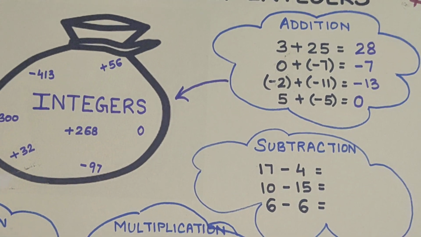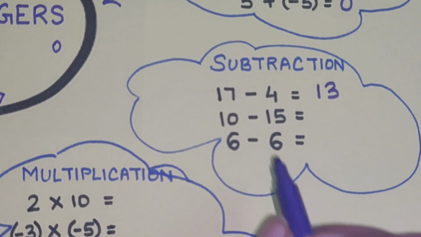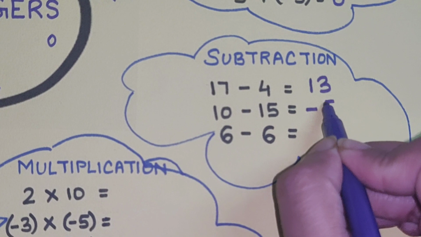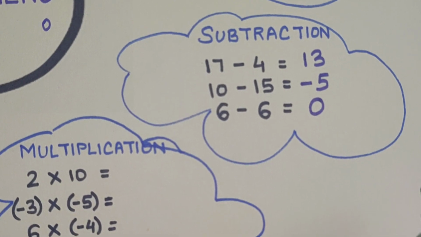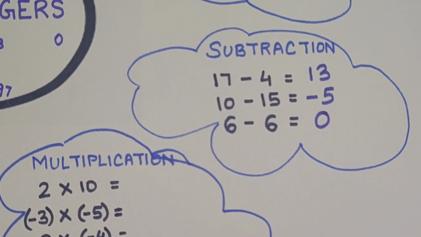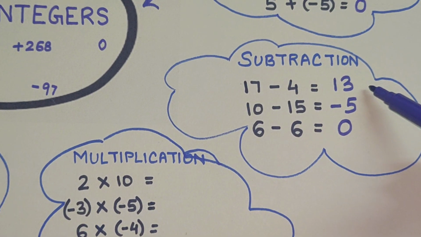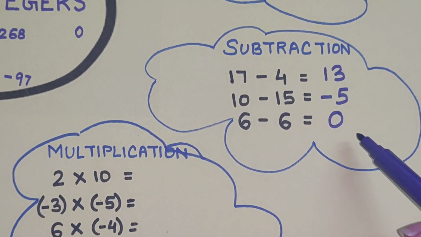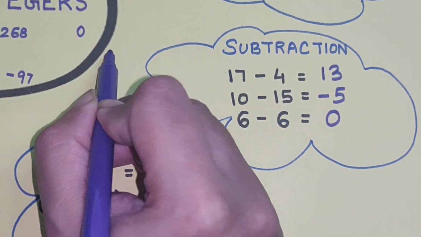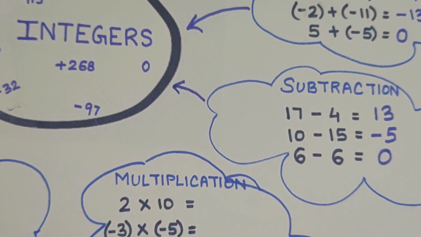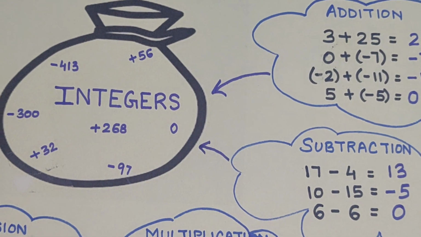Next we come to subtraction. 17 minus 4 is what? It is 13. 10 minus 15 is minus 5. And 6 minus 6 is 0. So here also we have tried to cover all the possibilities that when we subtract two integers, the result will be either a positive integer, negative integer, or 0. And in any case, when we are taking the difference of any two integers, we find that the difference of two integers also lies inside the bag. That means the difference of two integers is also always an integer.